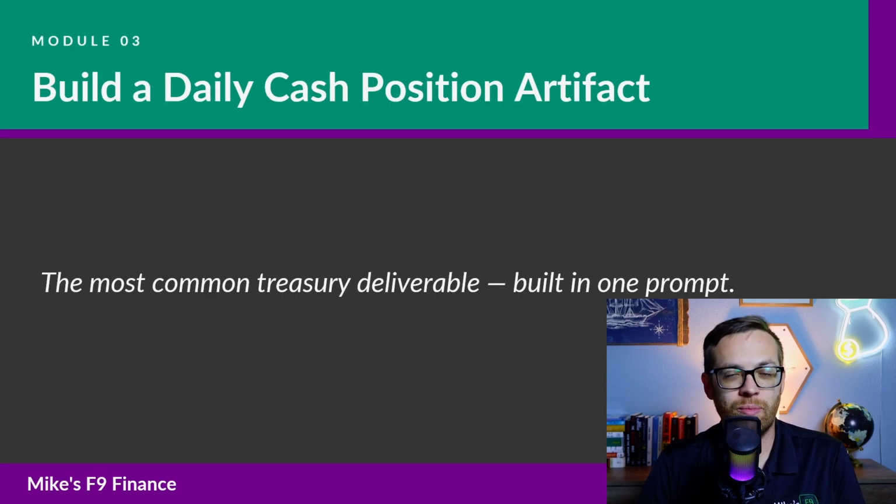The daily cash position report is the single most common Treasury deliverable. It goes to the CFO. It goes to the controller. Sometimes it goes to the board. It needs to be right, and it needs to look professional. This lesson builds exactly that.